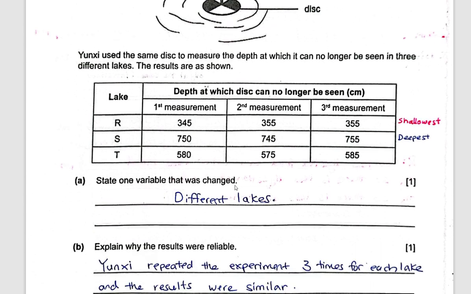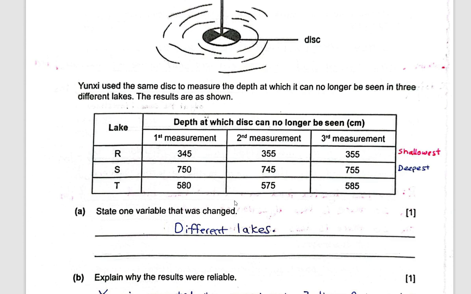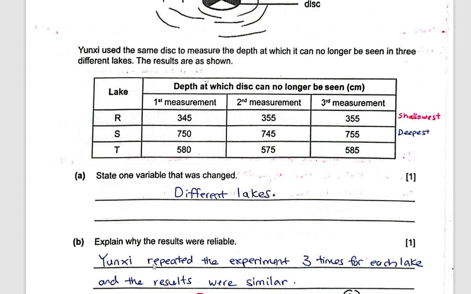So the variable that changed is clearly the 3 different lakes. Different lakes. We cannot say different position because it could be different positions in the same lake. But why were these results reliable? Now, what does reliable mean? Reliable means you can depend on the result. You can trust it. You can say it with confidence.